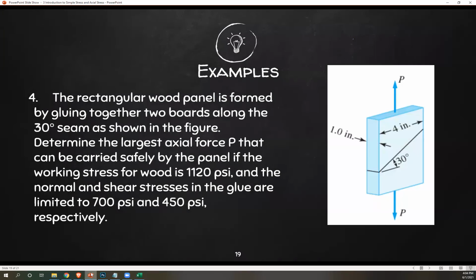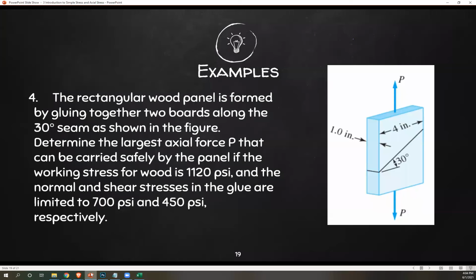The rectangular wood panel is formed by gluing together two boards along the 30-degree seam as shown in the figure. Determine the largest actual force P that can be carried safely by the panel if the working stress for wood is 1120 psi. Normal and shear stresses in the glue are limited to 700 psi and 450 psi respectively.